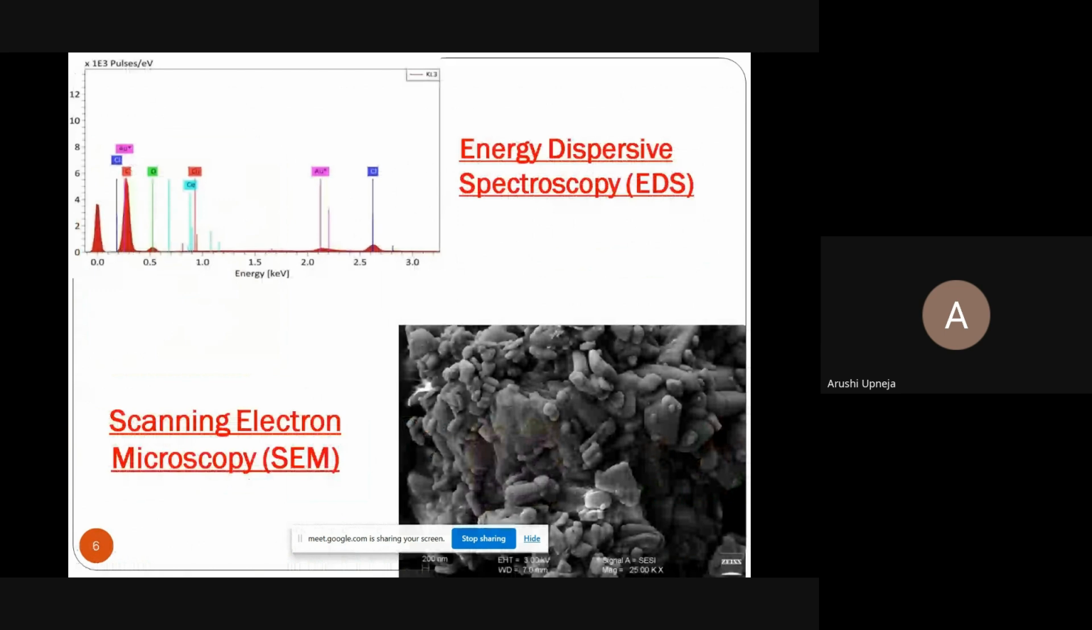Now, in the characterization, first we use the EDS technique to verify the elemental composition of the composite. From the figure, it's clear that the composite was synthesized effectively. SEM was used to study the surface morphology of the composite. Here we can see that the composite is clearly grafted onto the sheet-like surface of graphene oxide.